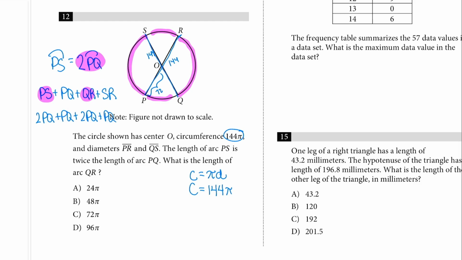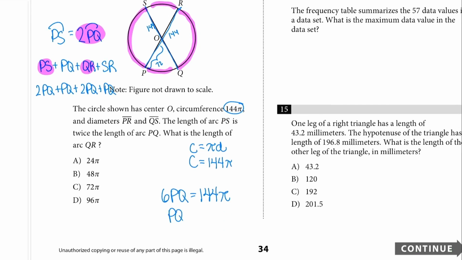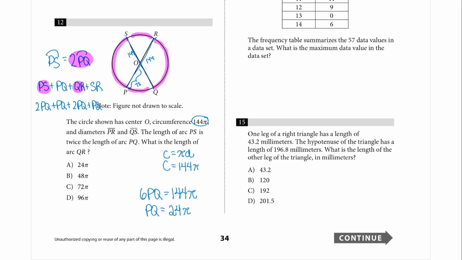So here we have 2 PQs plus another one, that's 3, plus 2 more, that's 5, plus 1 more, that's 6. So we know that 6 PQ is going to equal 144 pi. So for the length of QR, if we know that PQ is going to be 144 pi divided by 6, which is 24 pi, and we know that PS is twice the length of arc PQ, so we're going to multiply that by 2, and the answer is B.